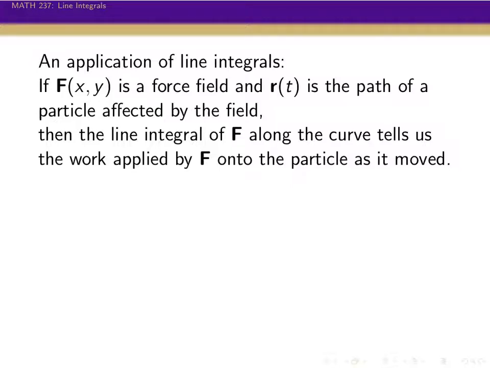So if the particle is moving in the same direction as F, that means F is contributing to the particle's motion, and so the work will be positive. If the particle is moving against the force, well, that means the work is going to be negative, and so that means that other forces had to have been applied to move r the other way. Energy had to be expended to get the particle to move against the force.